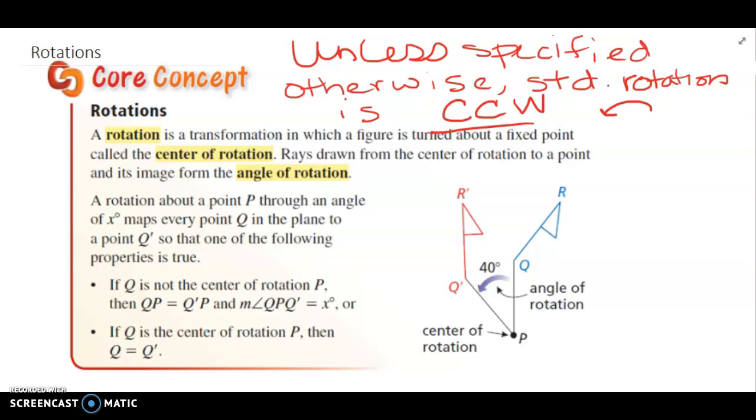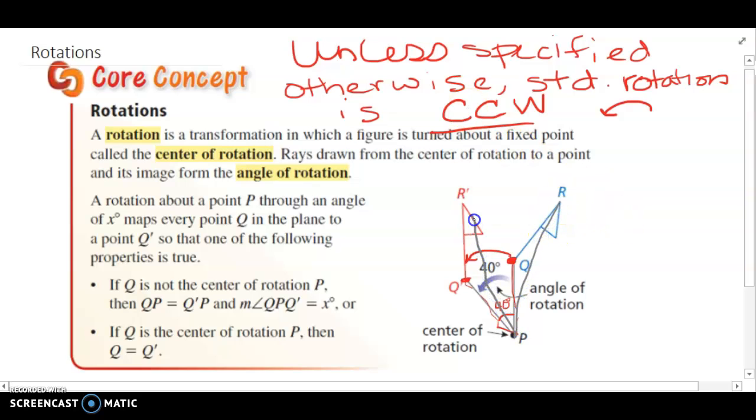And we rotate about a point. Like when we reflect over an entire line, when we rotate, we just rotate around a point. If you look at this visual below, we're rotating this counterclockwise 40 degrees. From Q to Q prime, we're rotating 40 degrees, so this angle right here is 40 degrees. Rotating R to R prime, this angle is 40 degrees. Every single point is rotated around the center of rotation the same amount of degrees.